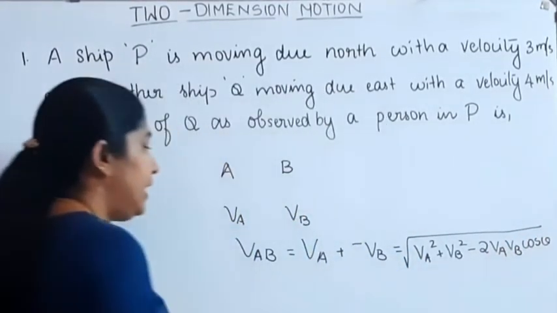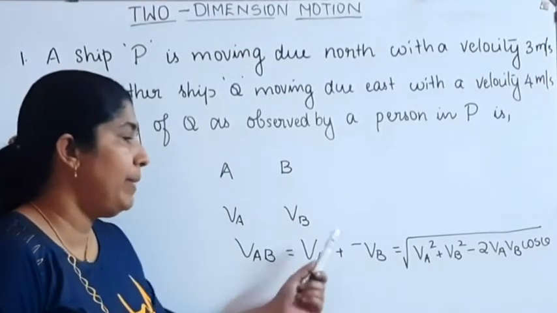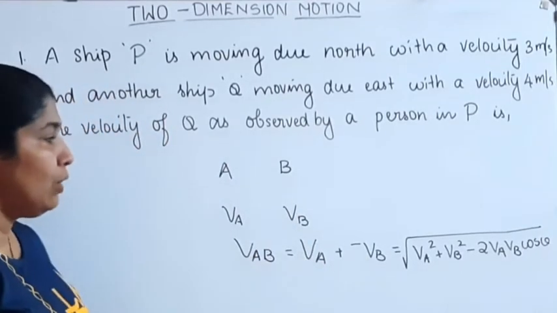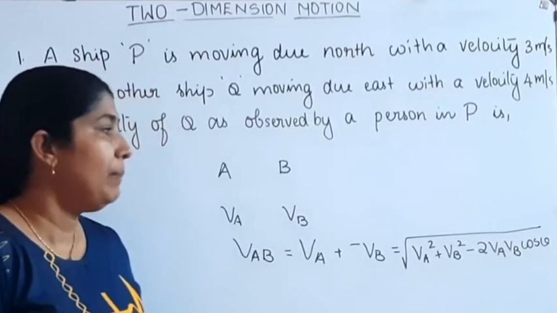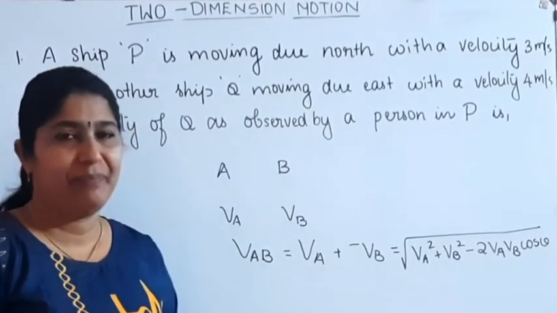Relative velocity of A with respect to B is equal to VA plus minus VB. That is very important. And its magnitude is equal to root of VA square plus VB square minus 2 VA VB cos theta.